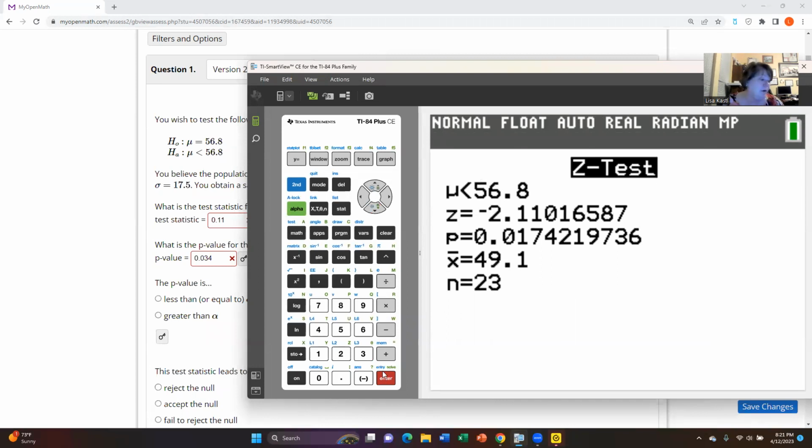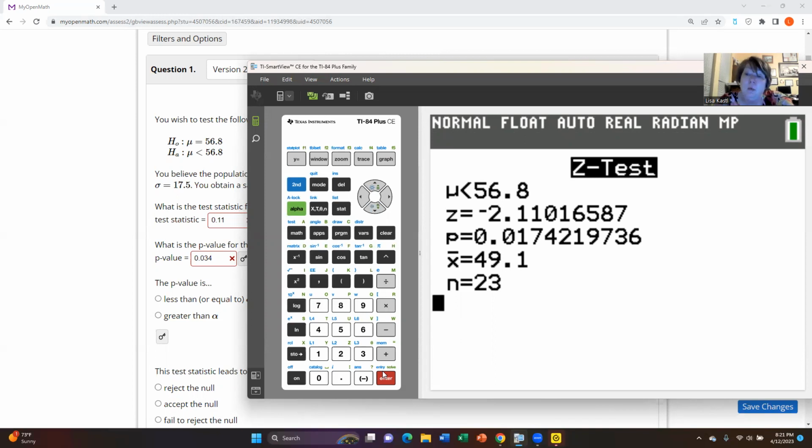And here's the information that I'm looking for. I am testing the hypothesis that the mean is less than 56.8. That is the alternative hypothesis. The test statistic that I get is the z-score here. So z equals negative 2.11016587. That is the test statistic. The p-value is 0.01742, and that's what they're asking for, the p-value.